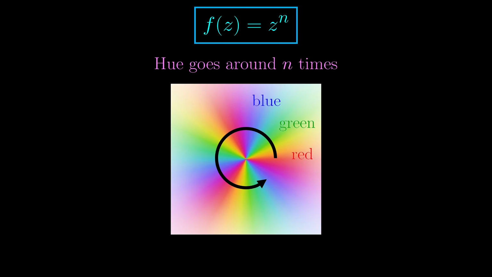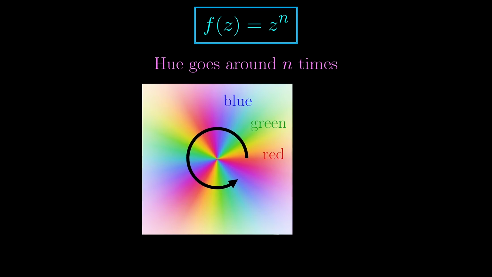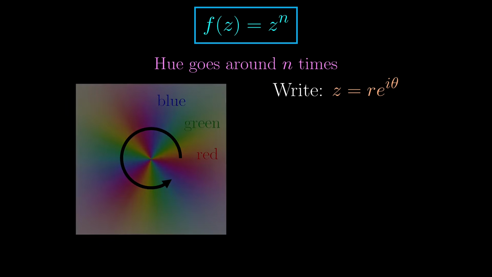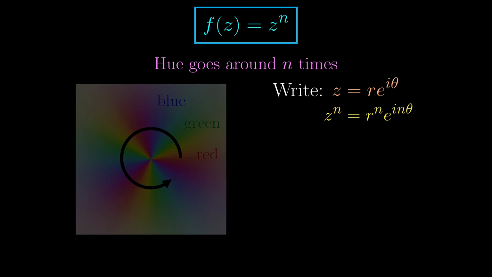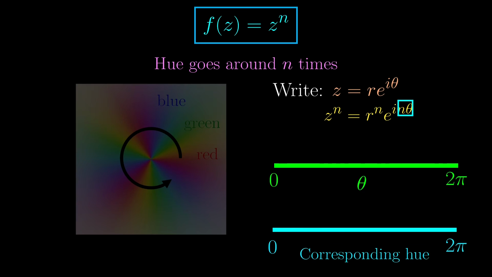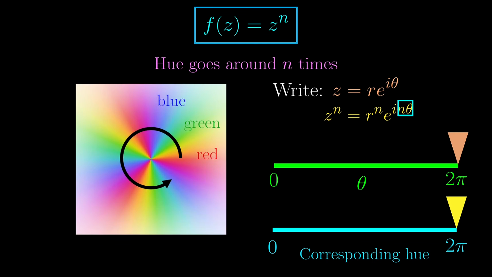But why? If we write z in its polar form, then z to the n is this, and notice that the argument is now n times the original. So the corresponding hue goes n times as quickly as theta, like this. So the hue goes around n times. That's what the domain coloring plots tell us.